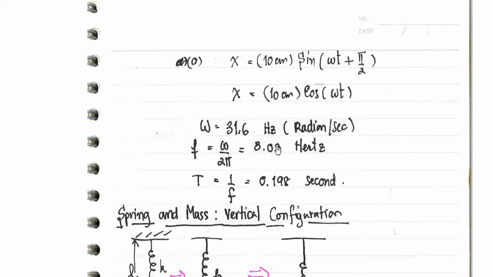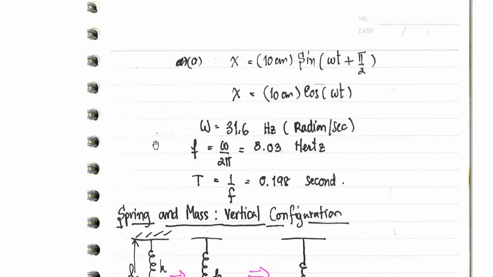Related to what happened in the last example, x can then be written as 10 centimeters sine omega t plus pi over 2, or x equal to 10 centimeters cosine omega t. Now they ask what is the period and frequency of the oscillation. Because omega is the angular frequency, it is 31.6 radians per second.